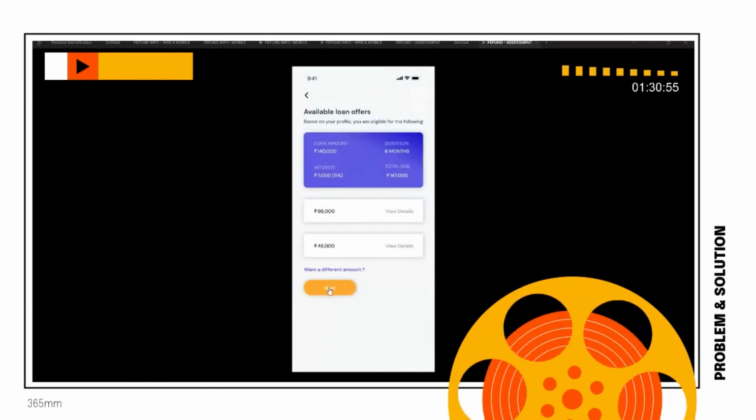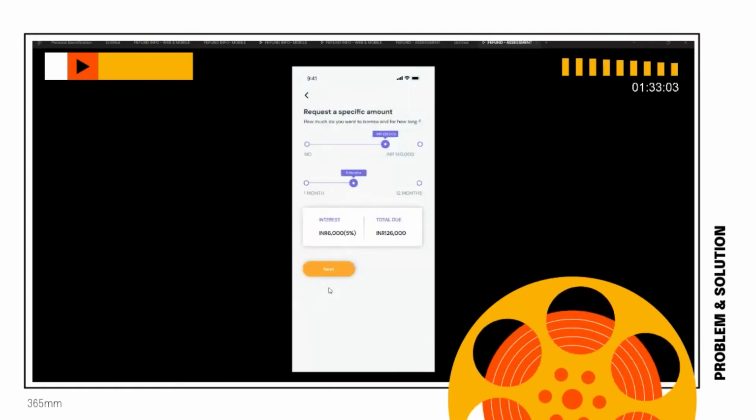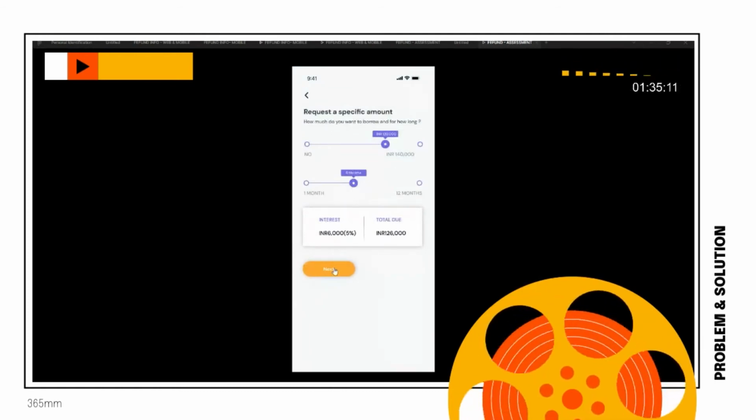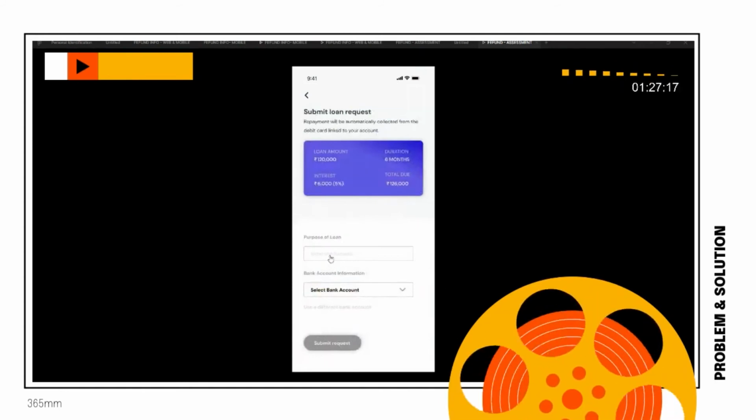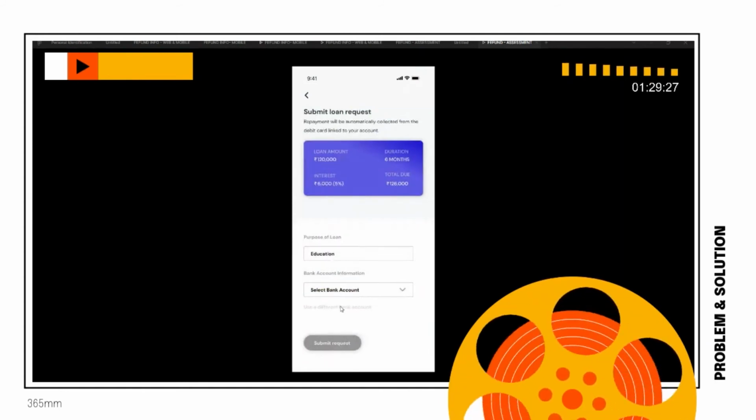At the point of submitting the request, I created an option for the user to receive the loan using a different account. Upon adding the new bank account, they would also have the option to save it to their profile for later use.